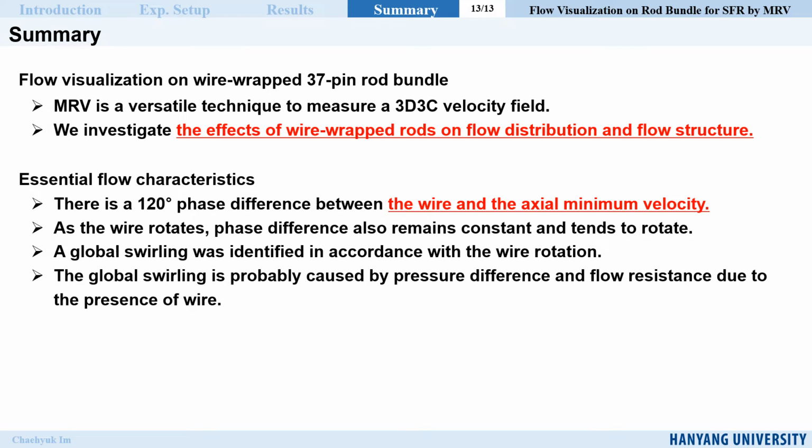Let's summarize. In this study, we got the 3D 3C velocity field of a wire-wrapped rod bundle using MRV, and we investigated the effects of the wire-wrapped rod on the flow. There is a 120 degree phase difference between the wire and the minimum velocity region. As the wire rotates, the phase difference also remains constant and tends to rotate. A global swelling was identified in accordance with the wire rotation. The global swelling is probably caused by the pressure difference and flow resistance due to the presence of the wire.